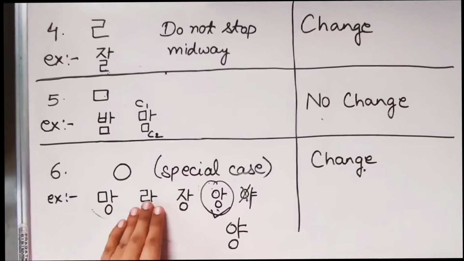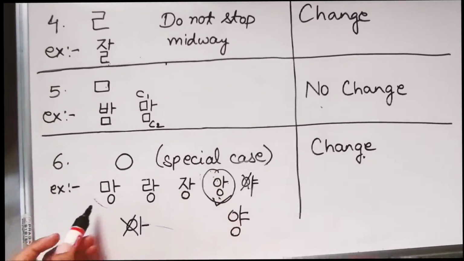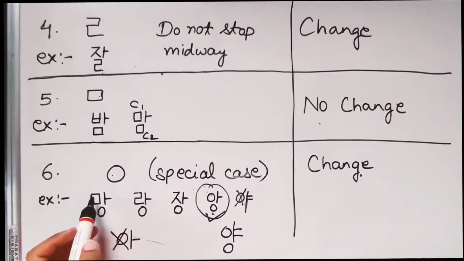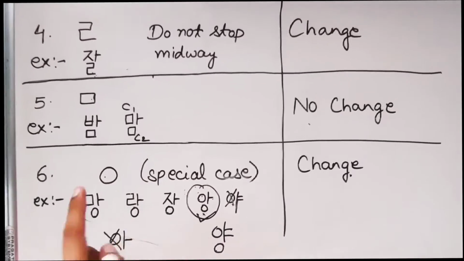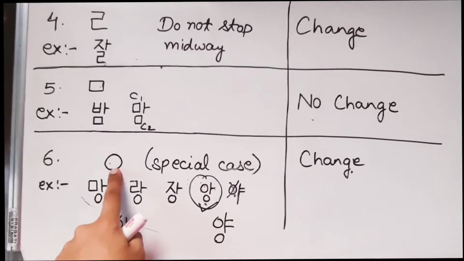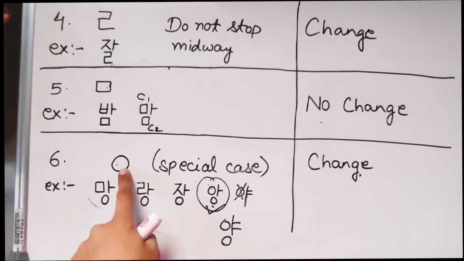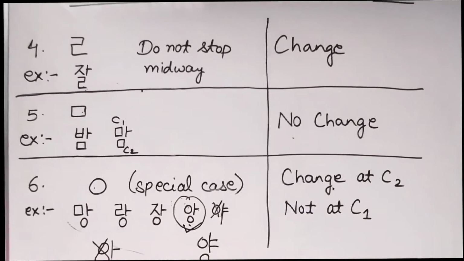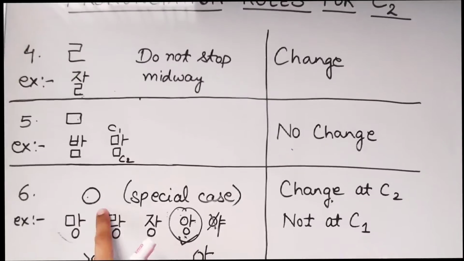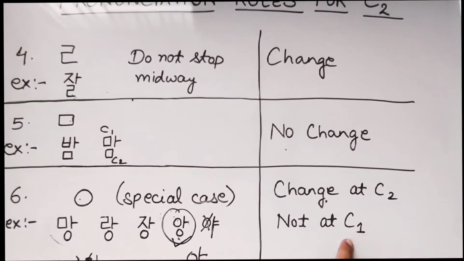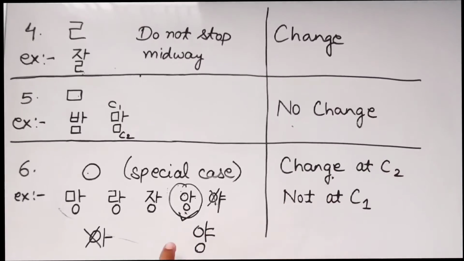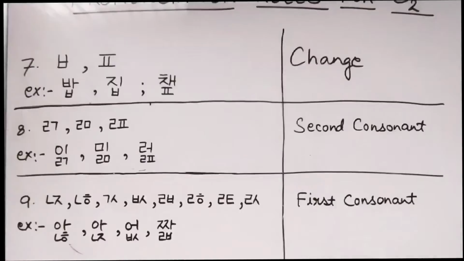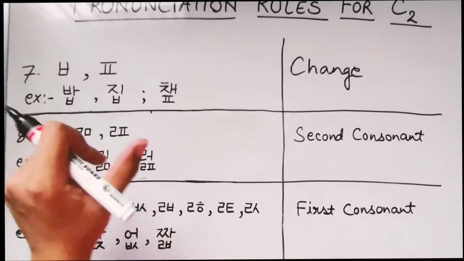Similar examples could be these, where if I remove the consonant from C2 position, I will read them as ma, ra, jha. But when I add the consonant at C2 position, it becomes mang, rang, jhang. I hope you understood that. This is a special case, so please remember that the sound of this consonant only happens when it is at C2 position and not at C1 position. It has no sound when it is at C1 position, but it has an ung sound when it is at C2 position. Let's move to the seventh case now.